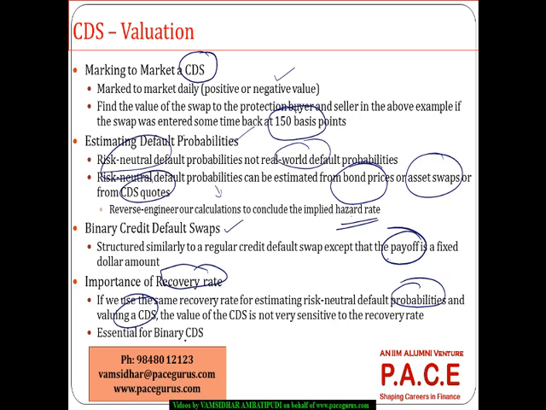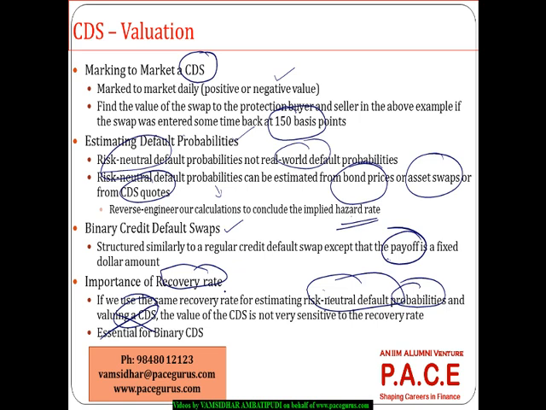Whereas in the case of a binary CDS, we really don't have the valuation of a CDS, right? Because there is no recovery rate in the binary CDS, it's a fixed amount that is paid. So because of that, what recovery rate I use to compute the risk neutral default probability becomes very important. That's where, for a binary CDS, the recovery rate is very important, especially because we would be using that to compute the risk neutral probability of default.